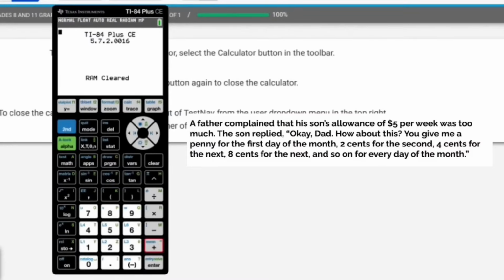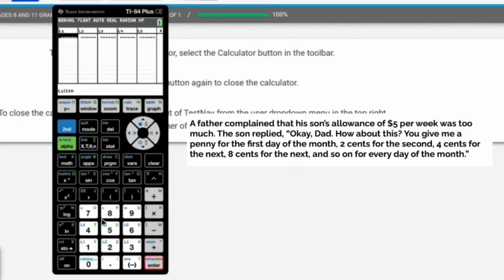All right, so let's see how much this little brat is going to make. Let's come up with an equation. We started out with a table. We made our own table, so let's just use that. We have day one, day two, day three, day four. Day one, he had a penny. Day two, he had 2 cents. Day three is now 4 cents. And day four is now 8 cents. Does that make sense?